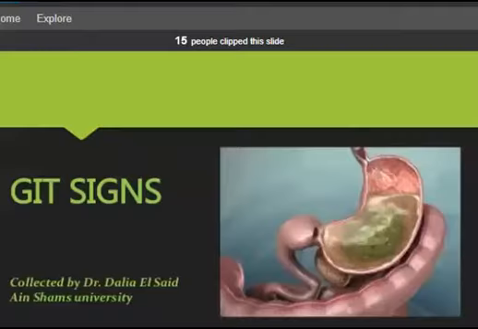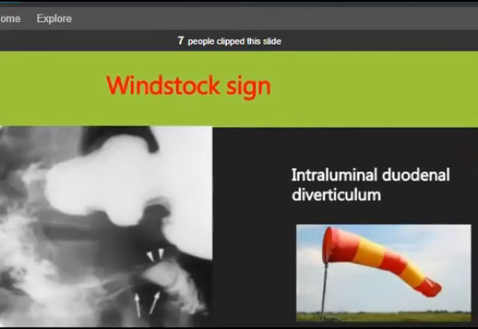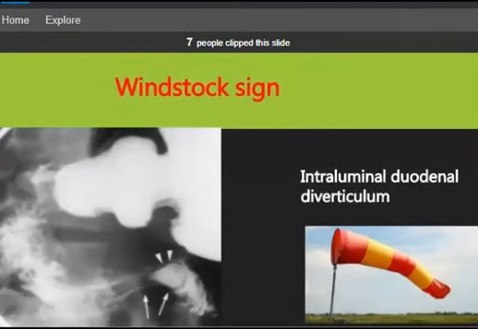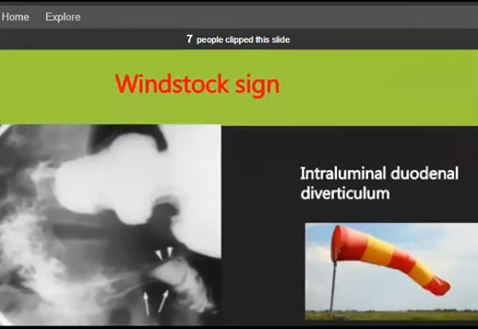So this one, I find it a very nice presentation, which is by our colleague Dalia, collecting the signs of the GI. We can go quickly through this presentation. I find it very nice, just to refresh our memory. So if you agree, we can take it quickly. Okay, let's have a look.